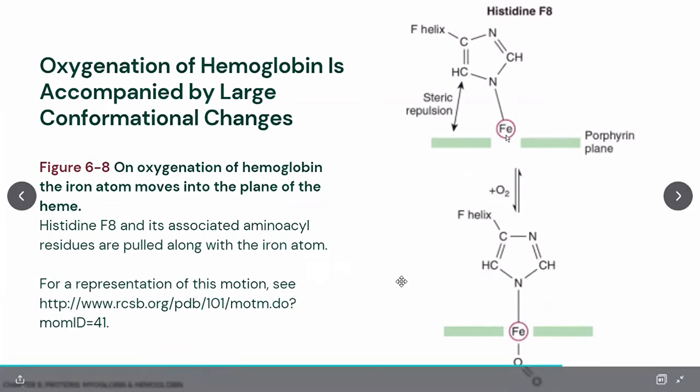Okay. The iron is attached to F helix F8. Now, once oxygen binds there, no, it pulls this iron or this heme to the plane of your porphyrin ring. Pulls it. So that's how it is. Oxygen here is attached.